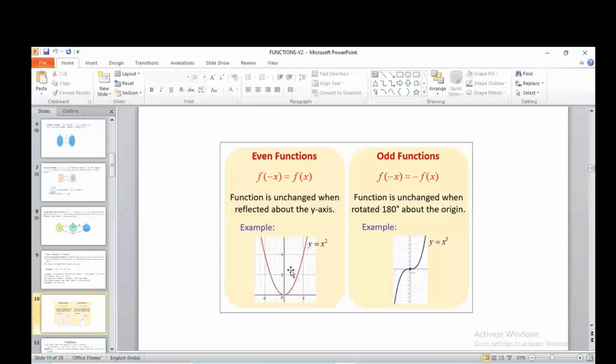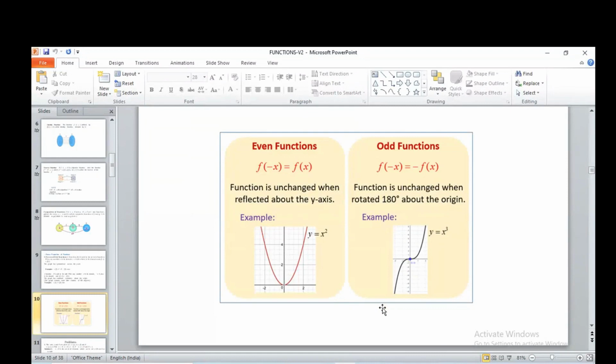The function is unchanged when rotated 180 degrees about the origin. See here, the curve is coming from here, so the rotation happens about the origin, it moves by 180 degrees, and then the curve remains unchanged. The same shape above the x-axis and below the x-axis, we have the same thing. It is called an odd function. Next part.